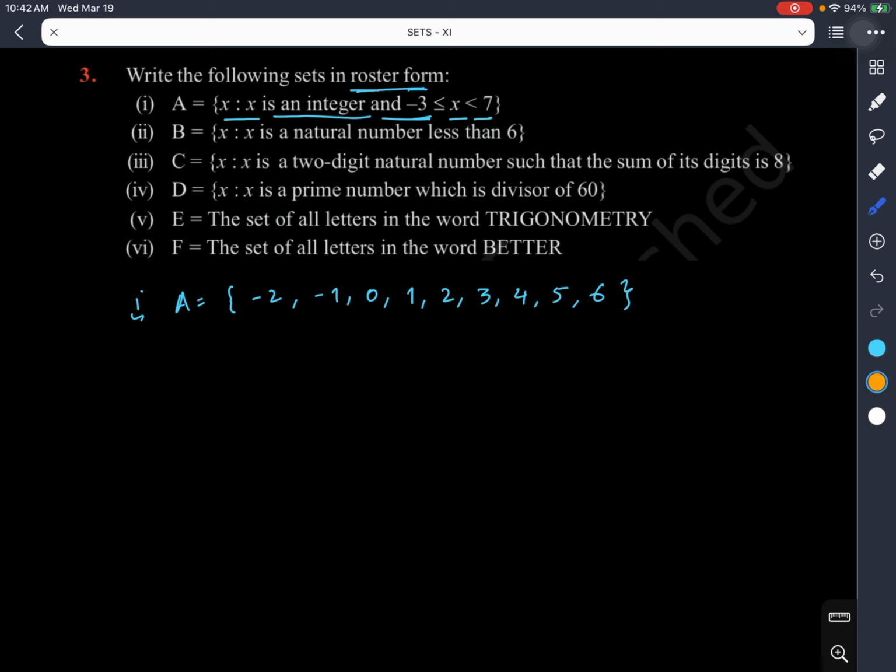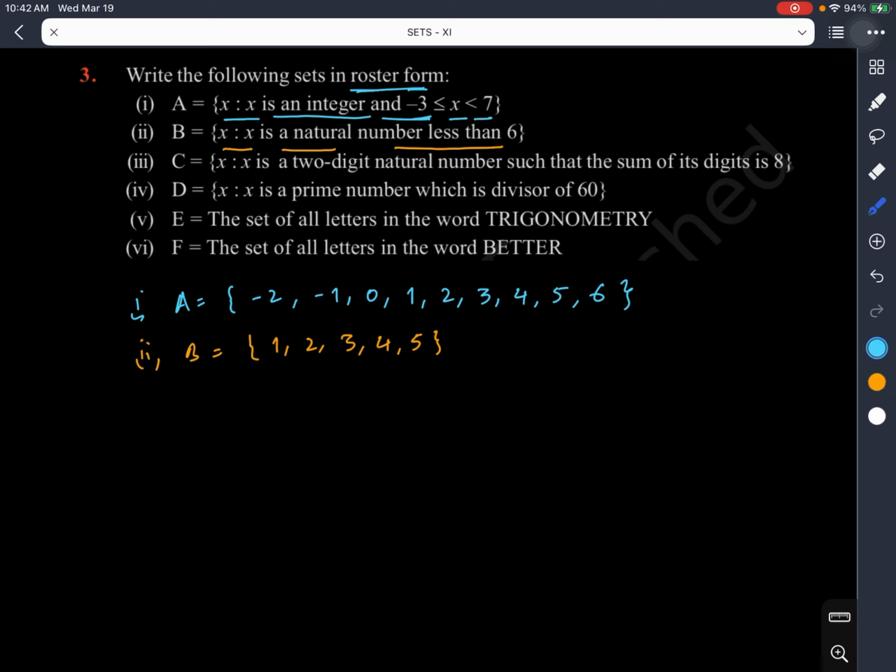Part number 2. The set of all x such that x is a natural number less than 6. Okay, let us see what will be the elements and let us try to represent this very set in roster form. So the elements of this set will be 1, 2, 3, 4, and 5. These are all natural numbers and these are all less than 6.